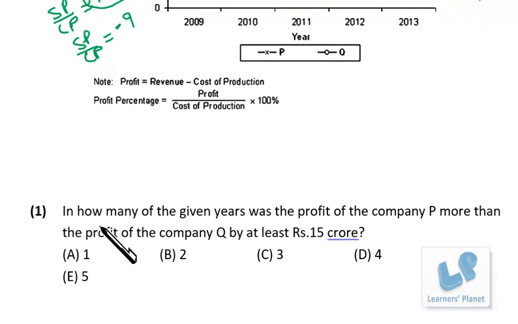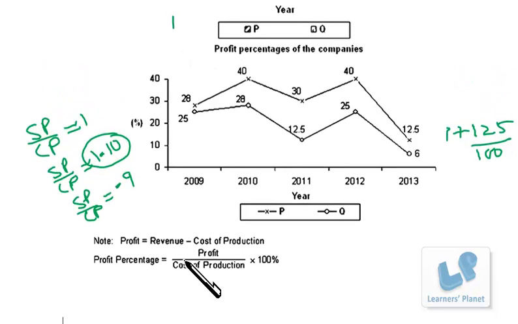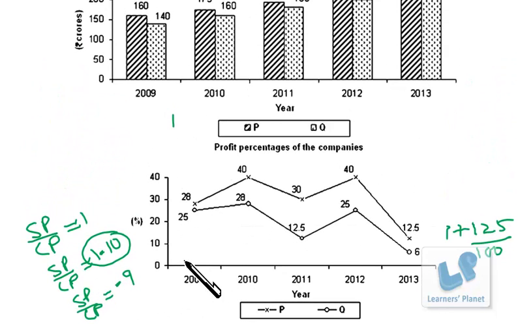In how many of the given years was the profit of the company P more than profit of the company Q by at least rupees 15 crore? So in this case also we have a lot of calculation, and we have to calculate the profit of both the companies for all the years, right? Since I have already told you the calculation of profit, it will be a similar manner for calculating the profit of both the companies for all the years.